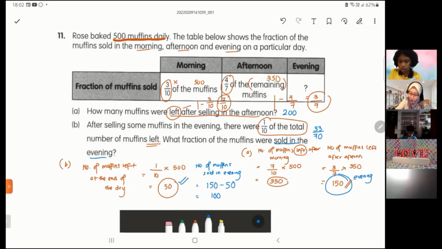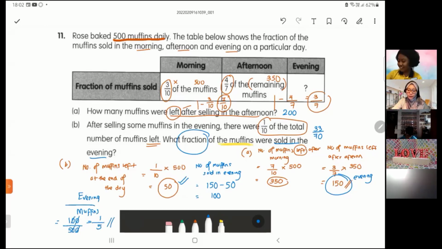Is that what I want? No, I want a fraction. Fraction of what? Fraction of the muffins. So we know that we need a fraction of the muffins, the evening, like this. So this is evening, and this is muffins, right? Evening is 100, muffins is 500, equals, cancel, 1 over 5. Answer for part B. Okay?